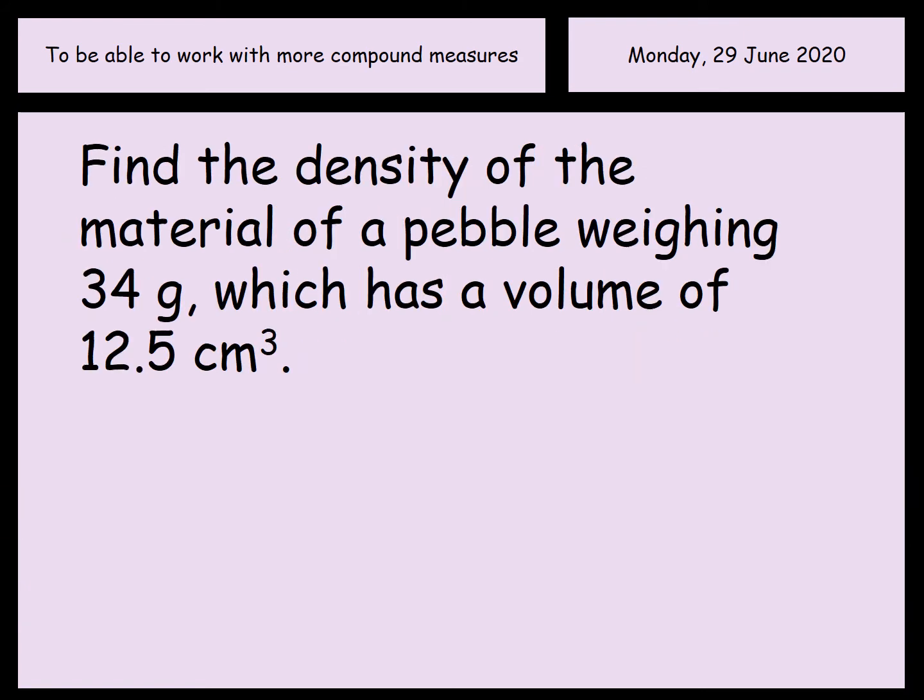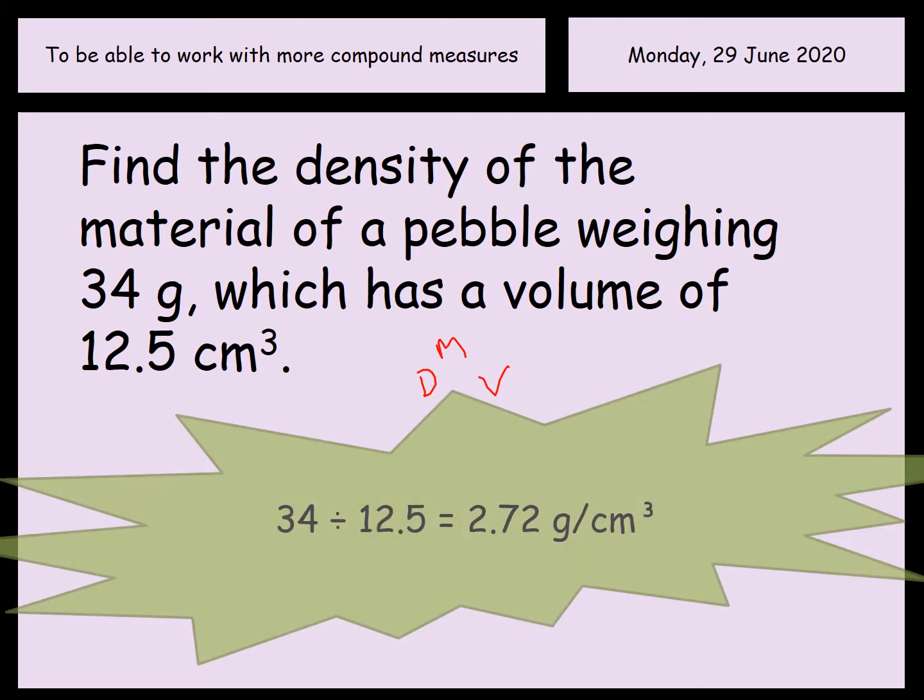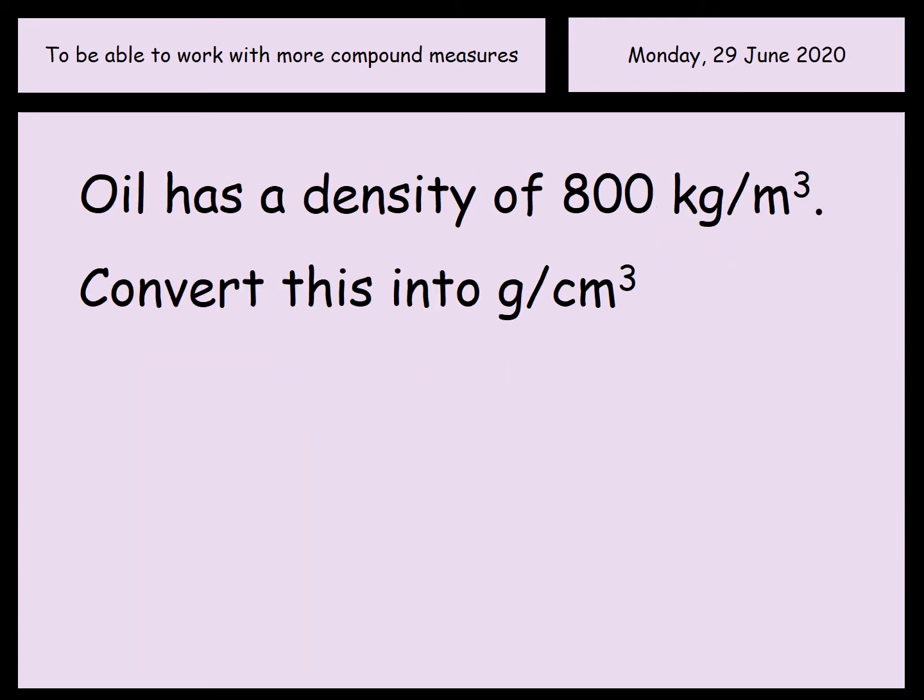Next one, find the density of material of a pebble weighing 34 grams, which has a volume of this. So again, density, mass, volume, we're finding density, mass divided by volume. A conversion one this time. Oil has a density of 800 kilograms per meter cubed. Convert it into grams per centimeter cubed. Again, give it a go to start with, and I'll go through it in a second.